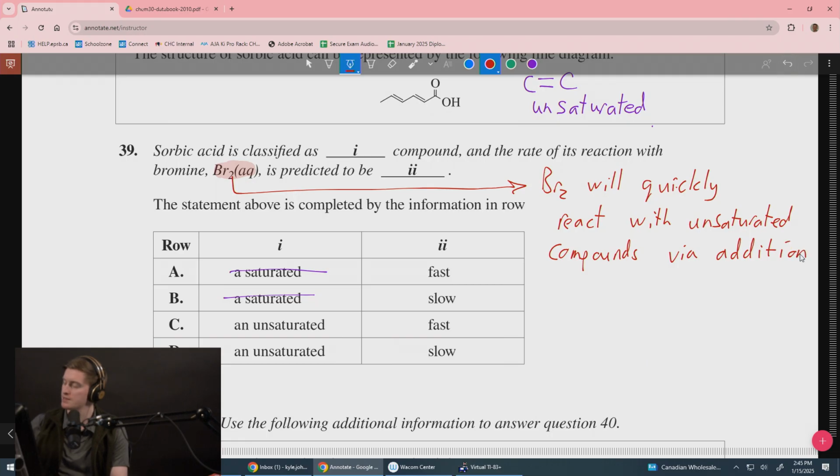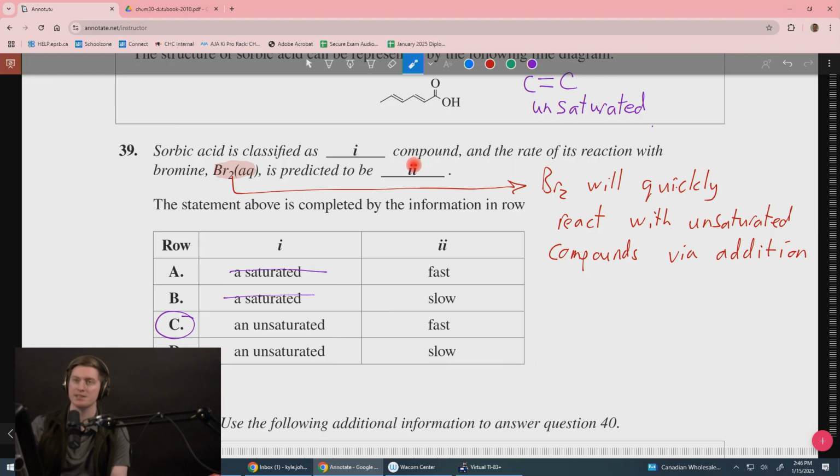Bromine, in its aqueous form, is kind of like an orangey color, and then once it's added onto the unsaturated compound, most organic compounds are clear in color, so the solution will just be clear. So it will go from orange to clear. It's a fast reaction. It's going to react spontaneously. All those sort of words here.